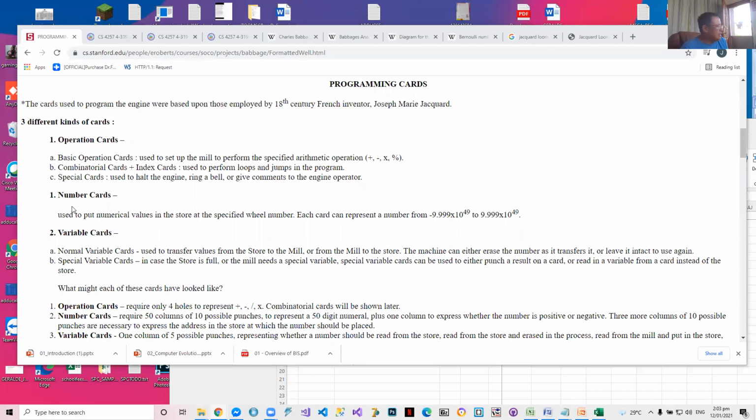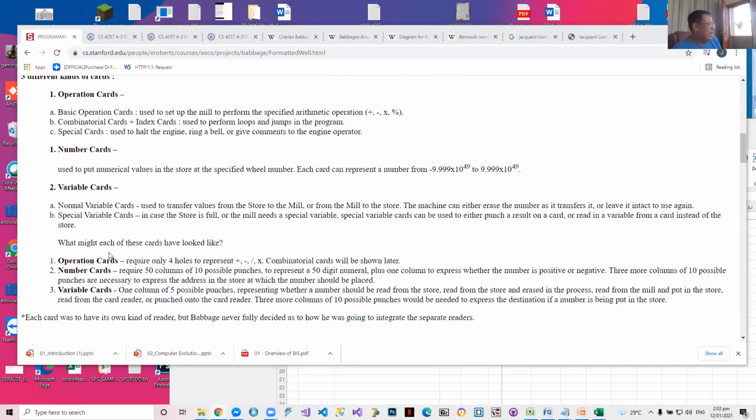There are basically three types of cards: operation cards, number cards, and variable cards. An operation card contains a command, whether to plus, minus, times, divide, or modulo. A number card stores a number, a constant value. A variable card stores a transfer operation, used to transfer from the store to the mill or from the mill to the store. There's a special variable card used in case the store is full.